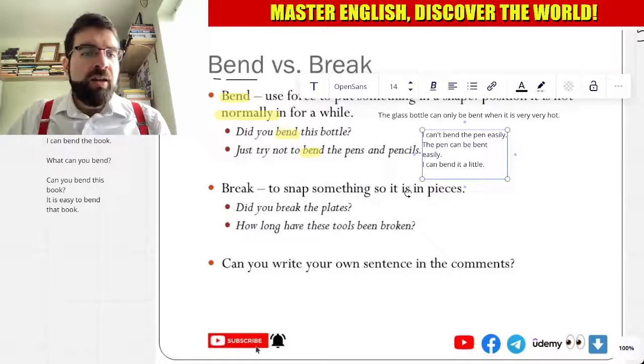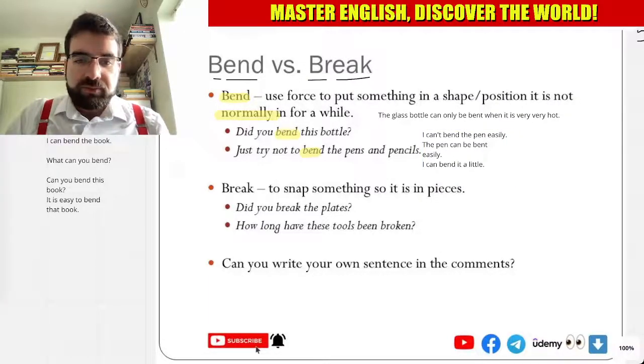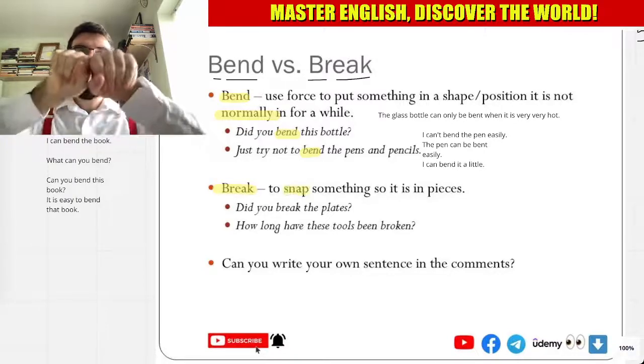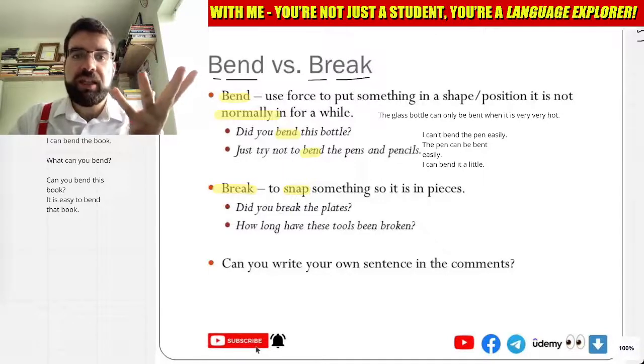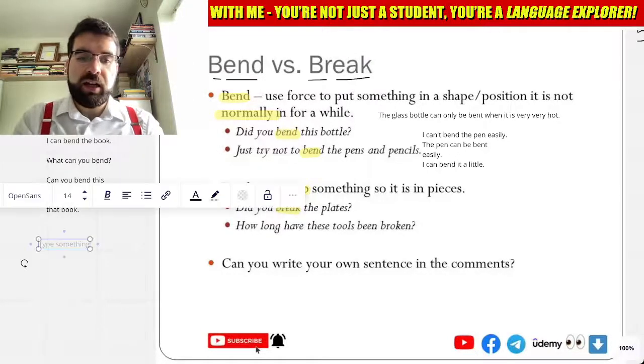So, break: to snap something so it's in pieces. Did you break the plate? Well, I am careful not to break the plates.